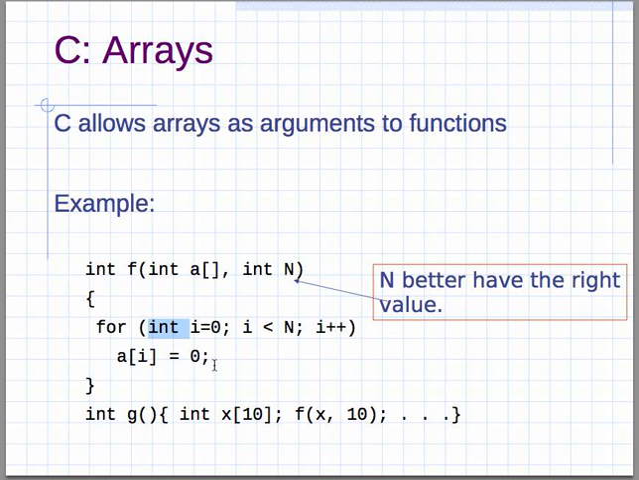Now, at this point, you might say, well, what exactly is happening? What are you passing in here? Are you passing 10 things? Are you making a copy of this array x, putting that into f? No. What's happening really is that you are passing just one thing, which is a pointer.